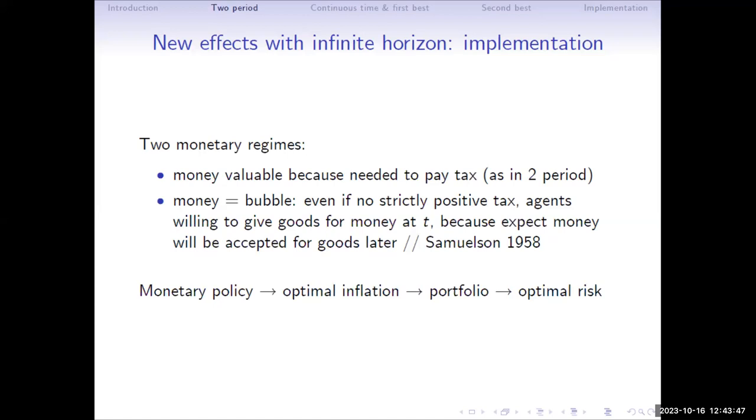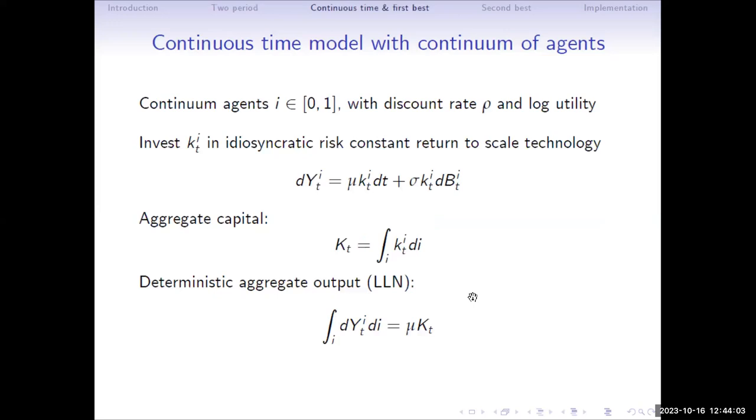But you will see there is some beautiful simplicity, actually, in what Jean-Charles was able to do. Okay, let's go there. So we have this continuous time model, and this continuum of agents, and they have a discount rate rho, and they have log utility, and they invest in a technology where y is the output of my technology, dy is the flow of output from my technology. And you see, it is linear in k, which is the amount of capital I put. So we have a linear return to scale, and it has a mean, mu, and it has an element of risk, sigma times dB, and B is a Brownian.